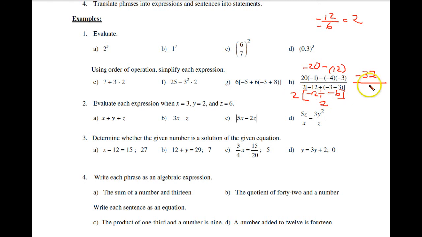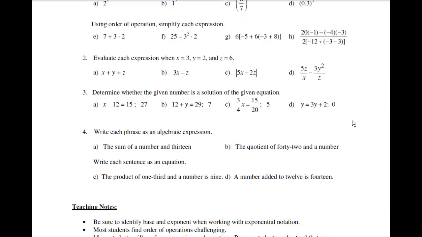2 times 2 is 4. So there we are. And now we do our final division, which is a negative 32 divided by 4 gives me a negative 8. Okay, and remember the answers for all of these are down below. So you can check your work as you go along.